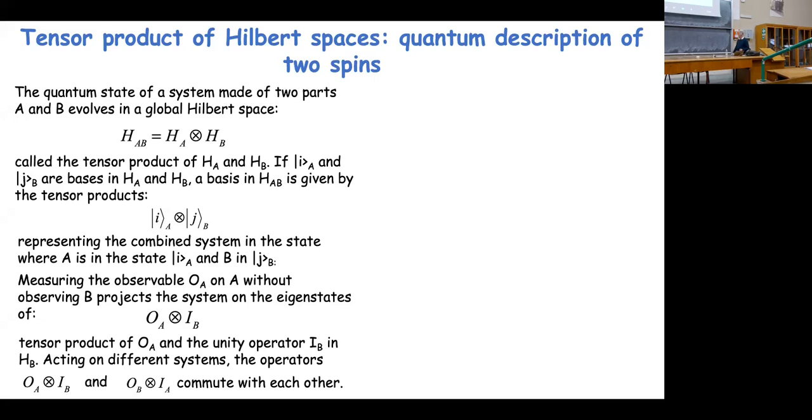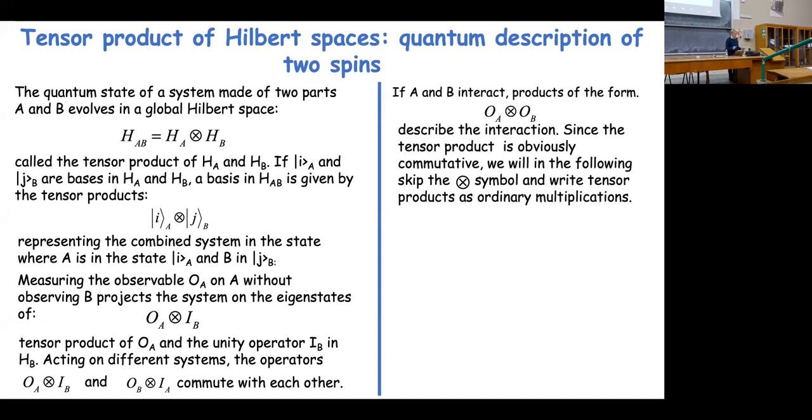Quite generally, the interaction between the two systems will be described by a product of operators acting on A and B, or a linear superposition of products of operators acting on A and B, and you can write them in this way. And of course, an operator acting on A commutes with an operator acting on B, because they act in different subspaces. So in fact, you can just consider them as ordinary numbers as far as multiplication is concerned.